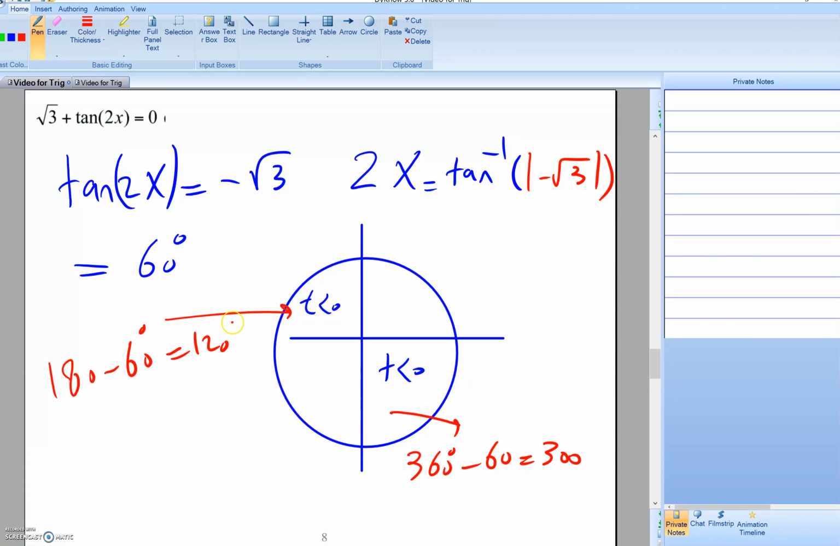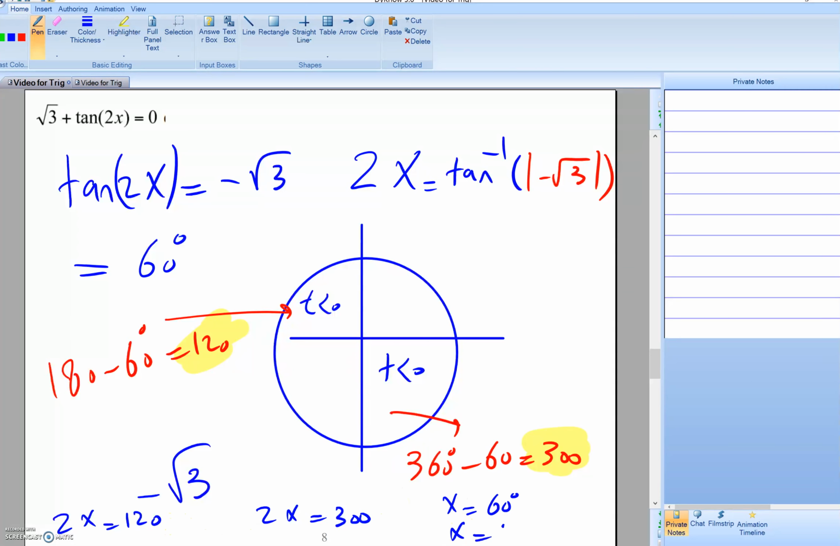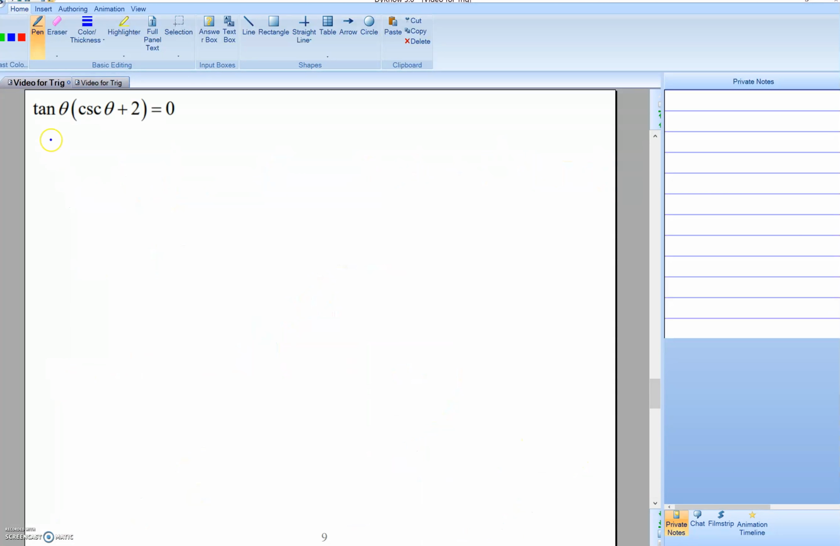If you use tangent on this one and this one, you will see the result is this guy, okay? So, but remember, 2x is 120 and 2x is 300. So what is x now? Okay, so x is 60 degrees and x is 150 degrees, because I have 2x equal those values. Okay, so the next, this one, I have something multiplied by something, so this one must be 0, or cosecant theta can be 0, okay?